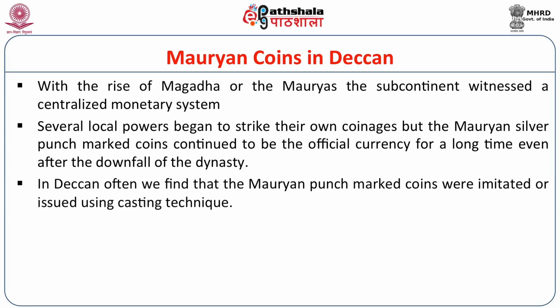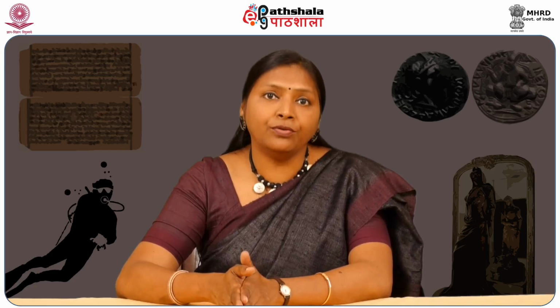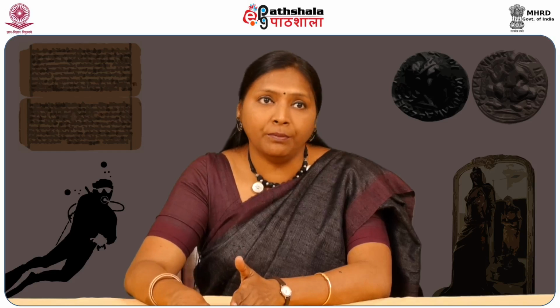In Deccan, often we find that the Mauryan punchmark coins continued to circulate even after the Mauryans. But a typical character of this region is that the Mauryan punchmarks were imitated, and we come to know about it because they were not minted with the punching technique, rather they were made by using the casting technique. So we know that these are official imitations for meeting the demand of coinage, but there was a very low supply because of the decline of the Mauryan power.